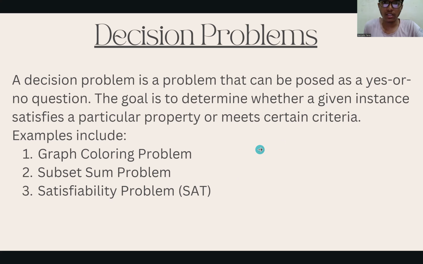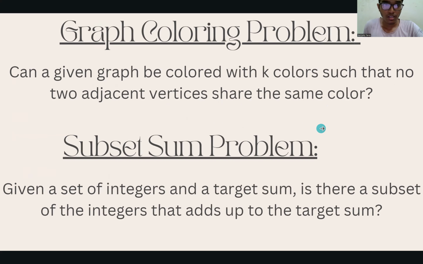There are many examples of decision problems. Three of them are the graph coloring problem, the subset sum problem, and the satisfiability problem, or SAT problem. These are some of the examples of decision problems. Let me explain each of these. The first one is the graph coloring problem.